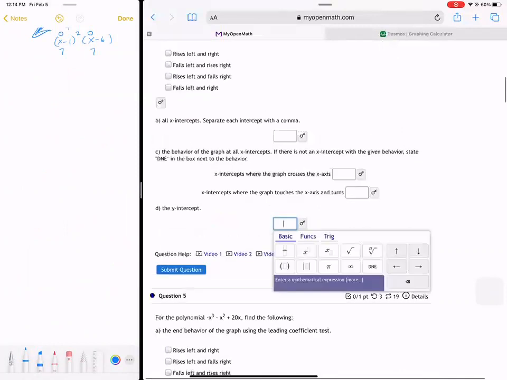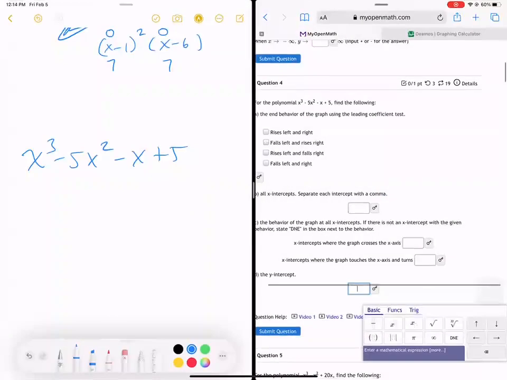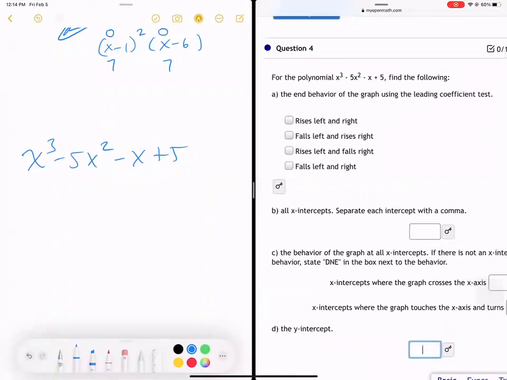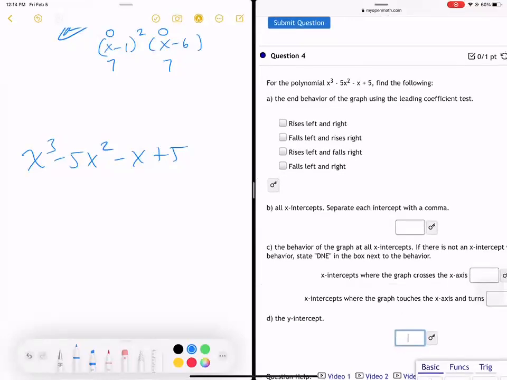Let's demonstrate. So you're going to actually answer the questions to write out the characteristics of this. So if you see x cubed minus 5x squared minus x plus 5, the first question is, what's the end behavior? So let's go ahead and graph this to a certain extent. Let's find our zeros first. Okay. Well, you don't need to find the zeros for this. If you look at the front coefficient, look here.